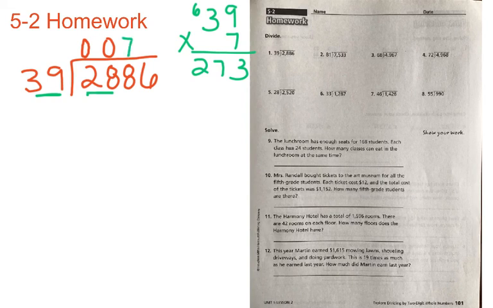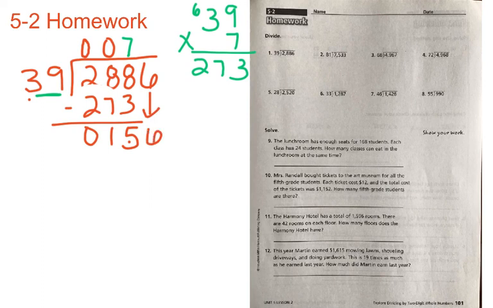We're going to write 273 underneath and subtract. 8 minus 3 is equal to 5. 8 minus 7 is equal to 1, and 2 minus 2 is equal to 0. And 15, we can do our check. 15 is less than 39, so we're good to go there. Now we need to bring down our 6. And now we have to ask ourselves, how many times does 39 go into 156?